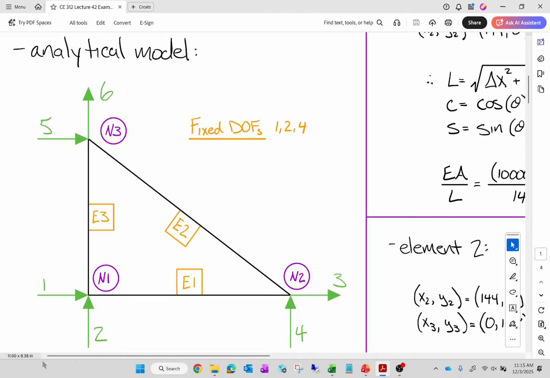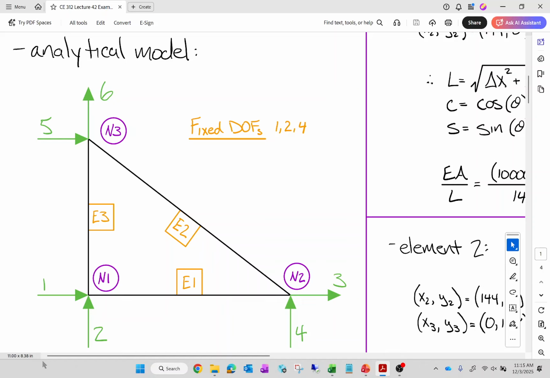And this is 0, 108. Does that make sense? Okay. With me so far? Okay. So with this, there are a couple of things that we can compute.